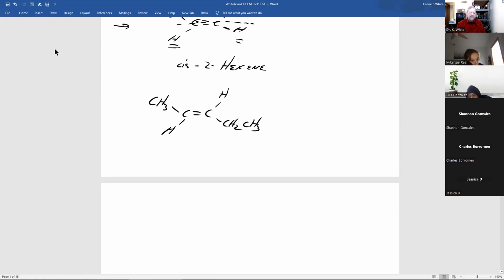And here's one for you to try. Give the IUPAC name for the following molecule.